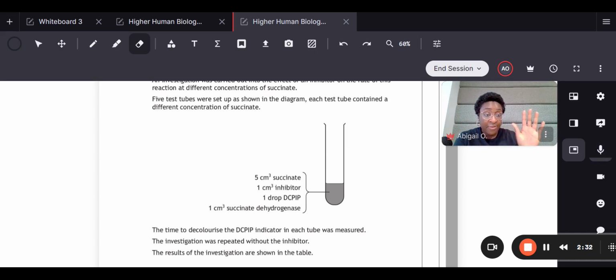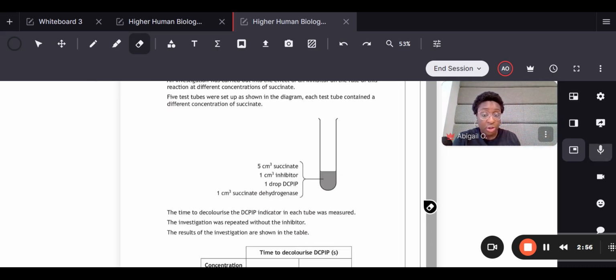Always ask yourself, have they mentioned a temperature? Have they mentioned a pH? Have they mentioned a volume? Have they mentioned a mass? Have they mentioned a concentration? So temperature, pH, volume, concentration, mass. If you remember those 5 things, you'll find answering that control variable question super easy.